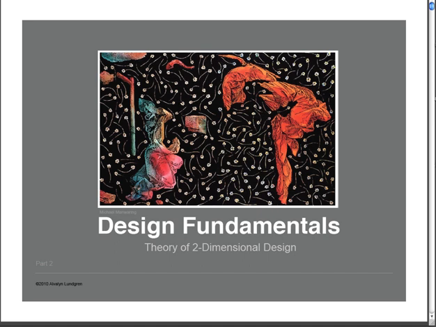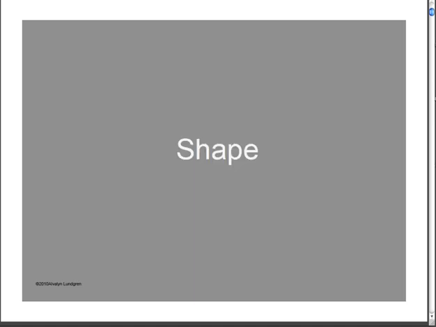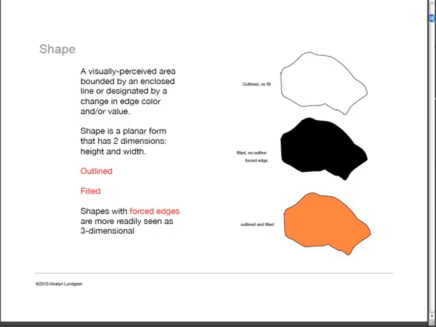This is lecture 2, and we're talking about shape. If you recall from the first lecture, shape is an enclosed line. It's a visually perceived two-dimensional area. And so we have two ways of designating shape.